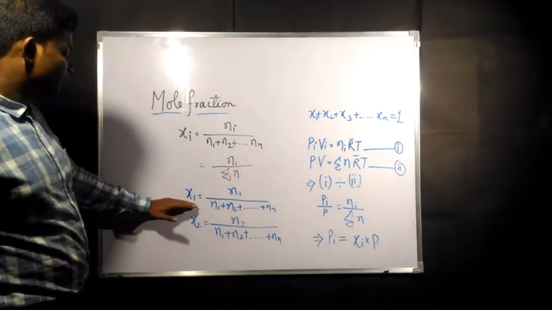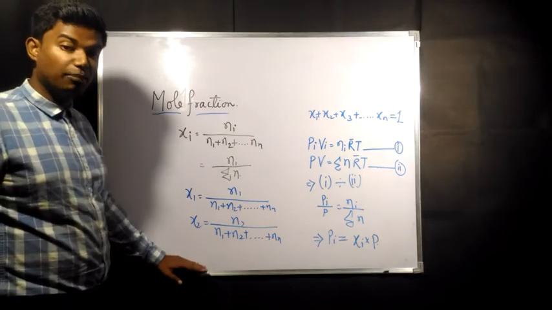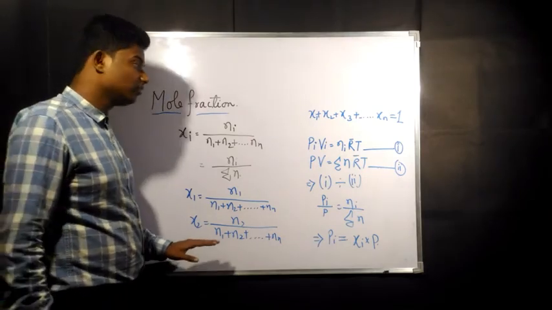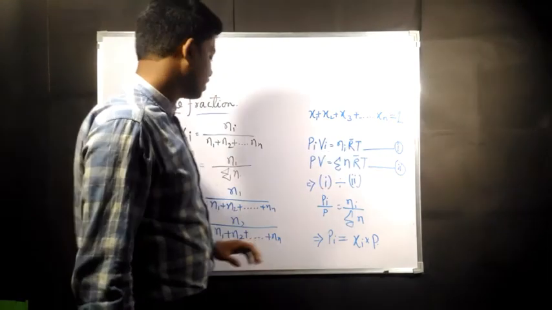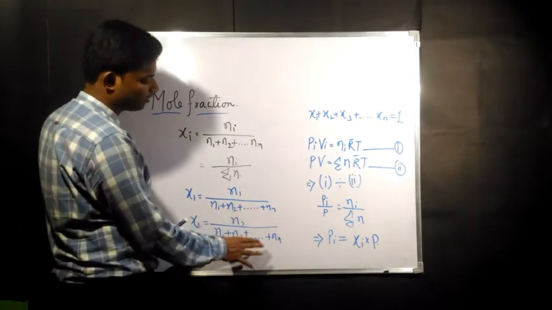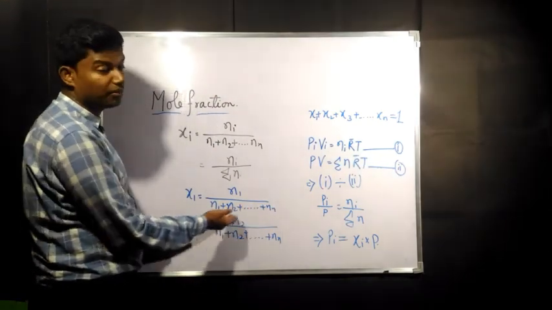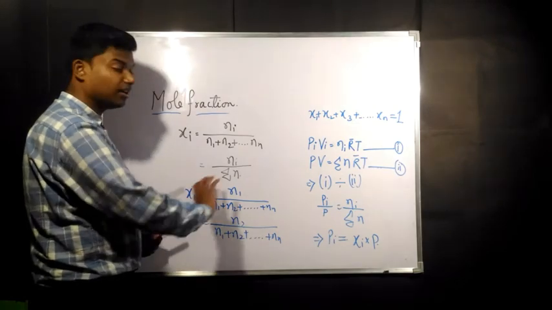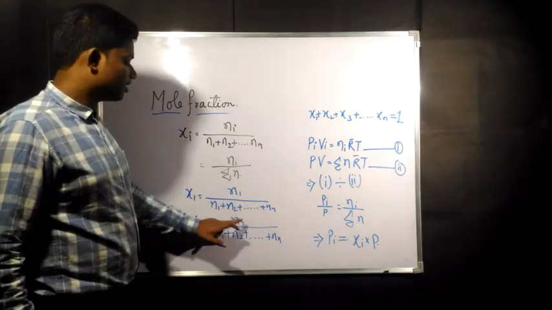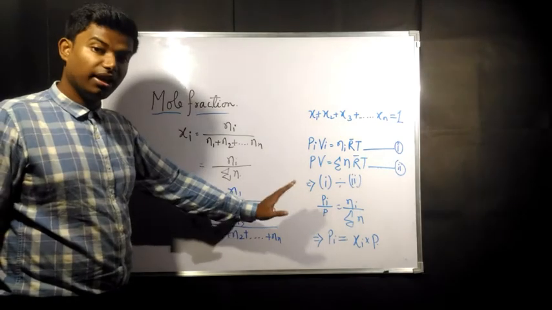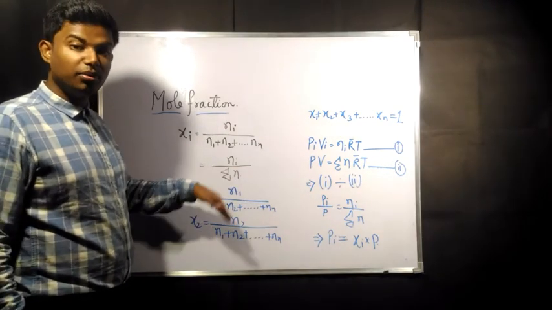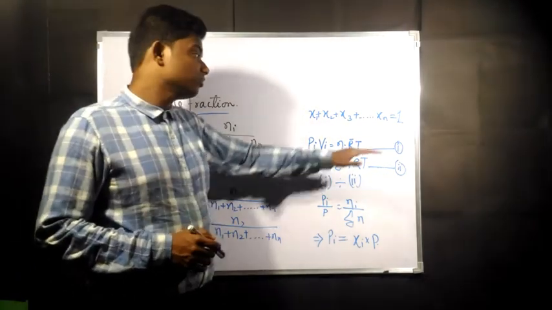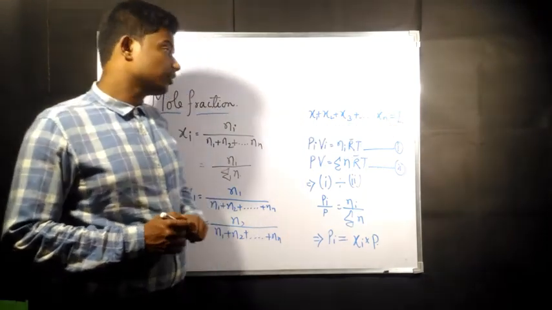So in this way, if we add X1 plus X2 and so on up to Xn, it will give us the value of 1, because if we add all these, then we take the LCM, and in the numerator we will get N1 plus N2 plus N3 and so on up to Nn. So the denominator and numerator are going to cancel out, and we will get 1.